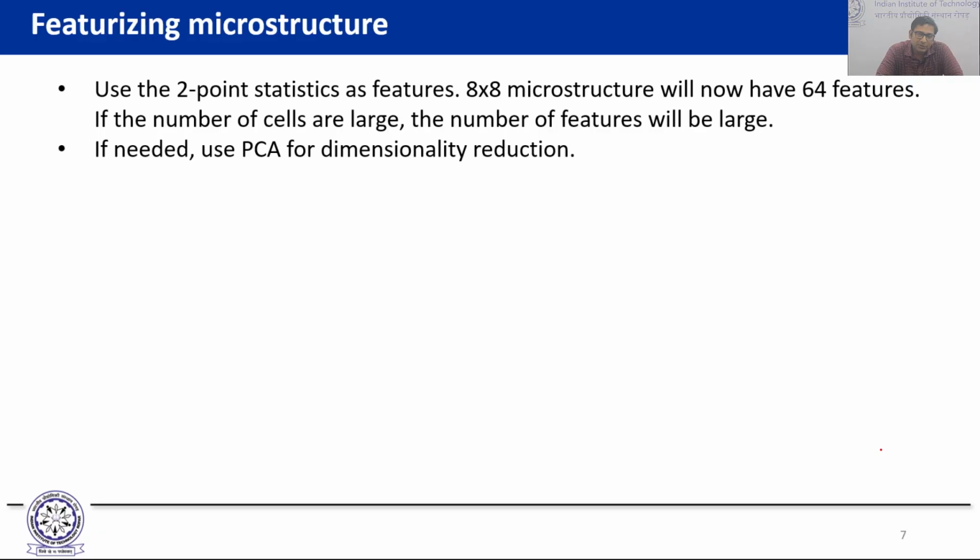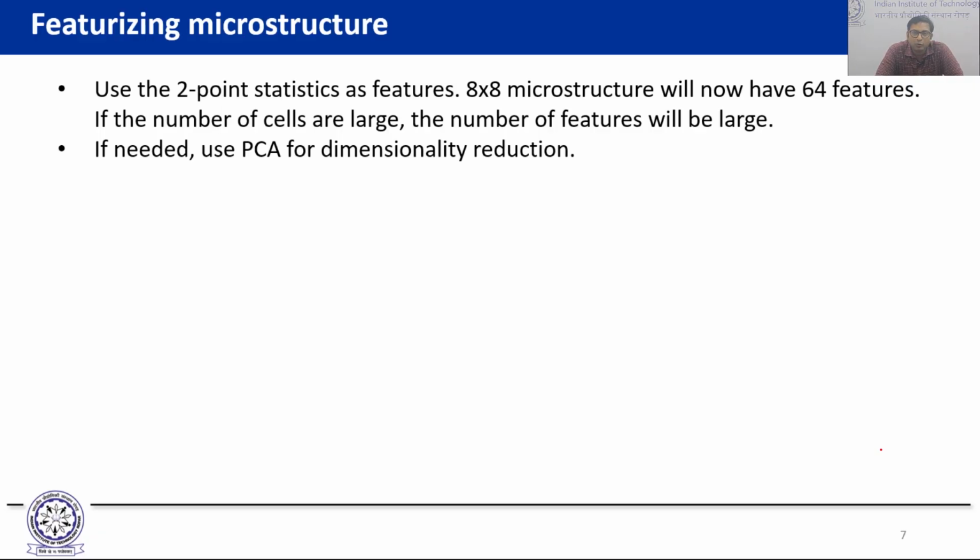Alright, so you can now start computing the 2-point statistics for each of the cells, for each of the local states, right? So each of these 2-point correlations is one of the features that you can add in order to describe the microstructure. So just think about it.